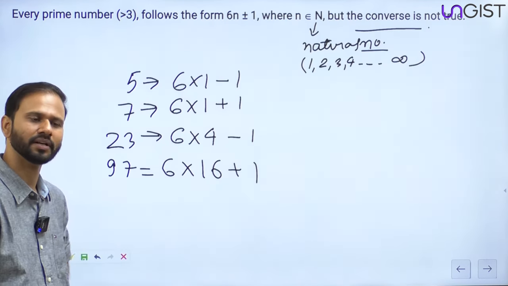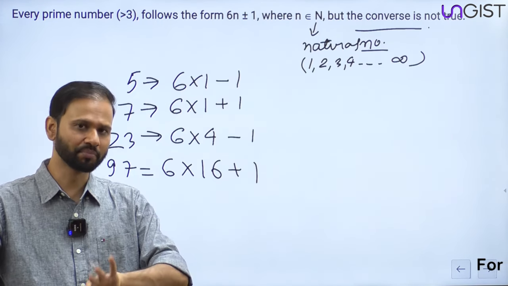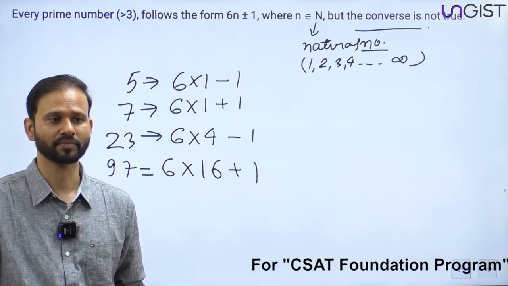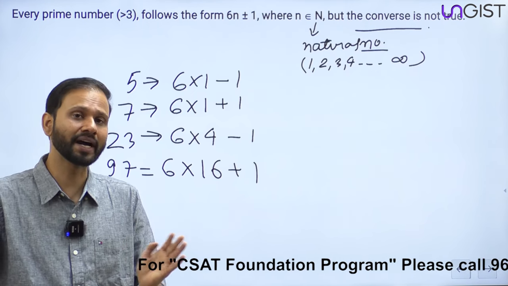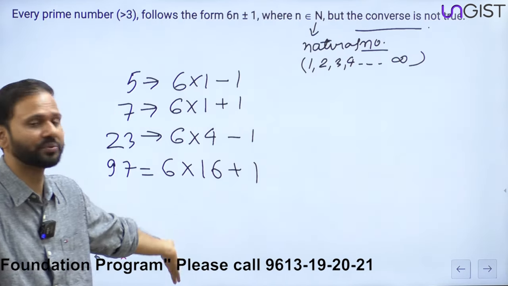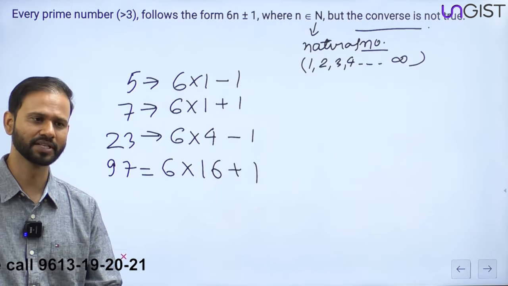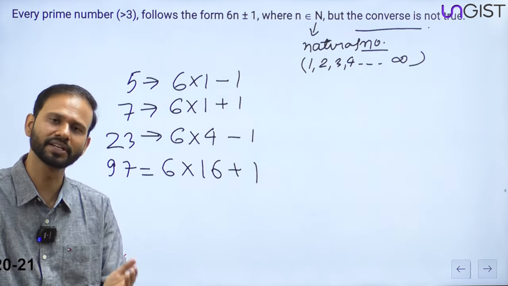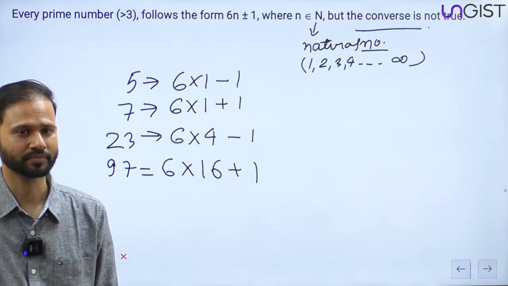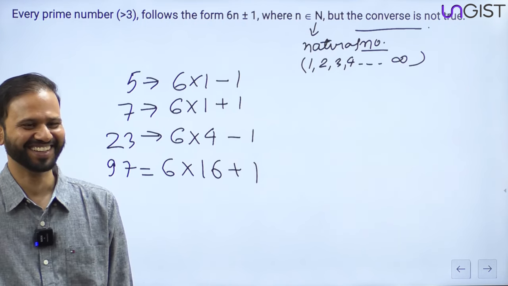Okay. It means what? Any prime number will be either 1 more than any multiple of 6 or 1 less than any multiple of 6. Any prime number after 3 will be either 1 more than any multiple of 6 or 1 less than any multiple of 6. Please check it out. Think about any prime number. Let's say 31, 6 into 5 plus 1. Let's say 37, 6 into 6 plus 1. 11. 11 is 6 into 2 minus 1.